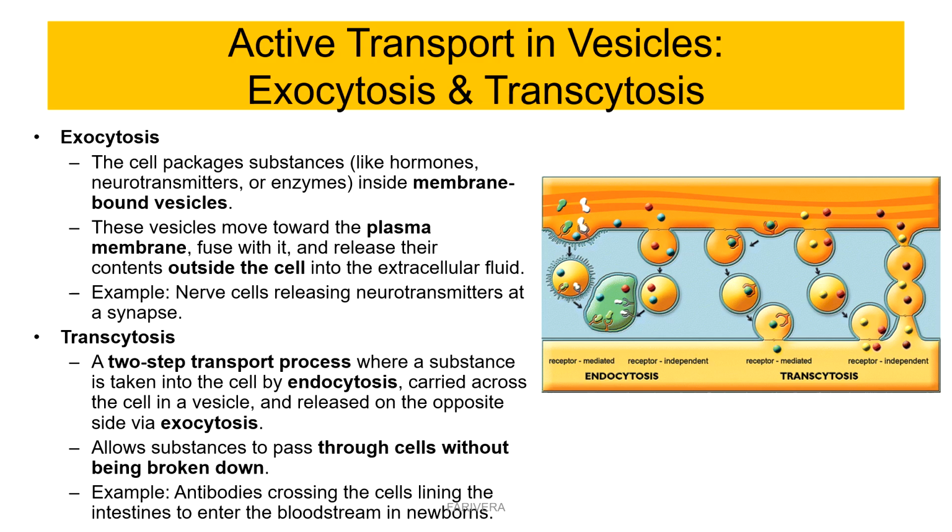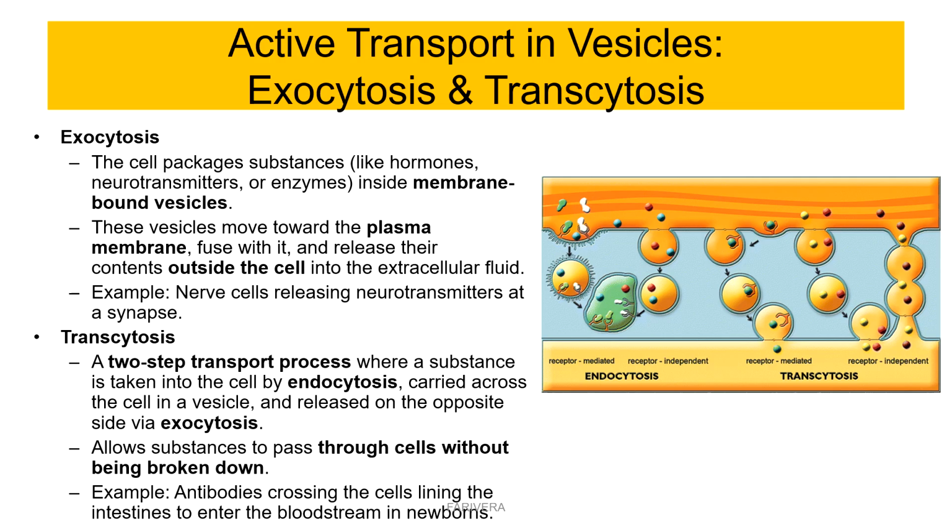Now, we have exocytosis and transcytosis. So, exocytosis is essentially the movement of substance out of a cell through vesicles. The cell packages substances such as hormones, neurotransmitters, or enzymes into membrane-bound vesicles. So, the vesicles move toward the plasma membrane, fuse with it, and release their content outside the cell. Okay, so one important example is the release now of neurotransmitters by nerve cells.